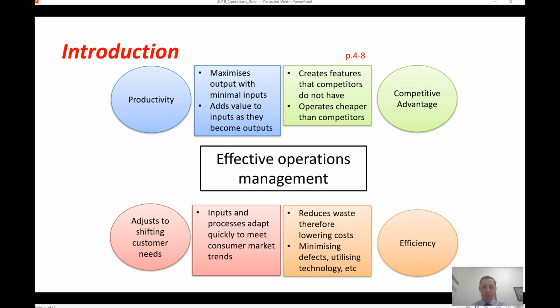And also efficiency. So how does the operations process mean the business can be more efficient, which in a sense comes back to the first one about productivity. But reducing waste, lowering costs. So how does Qantas, for example, streamline its business, make its business more efficient with respect to operations so that it can reduce costs and ultimately achieve its business objectives, i.e. profit, more effectively.